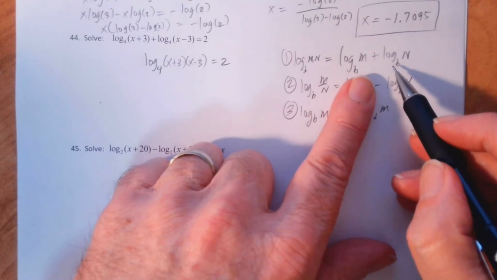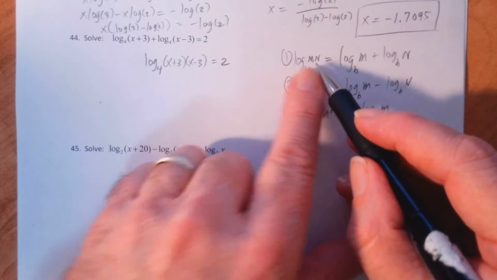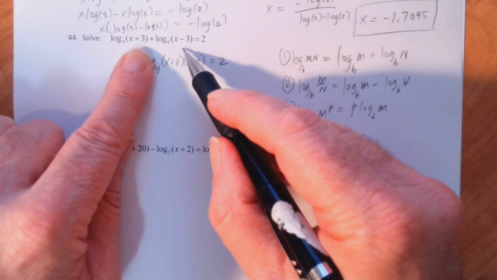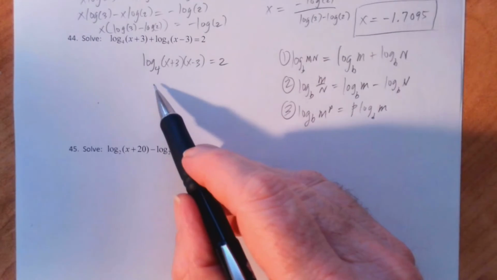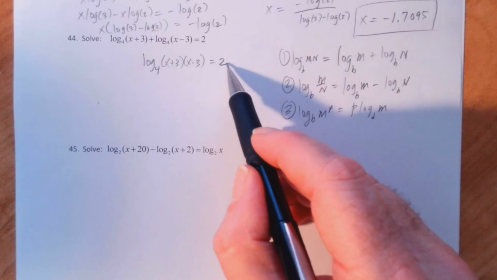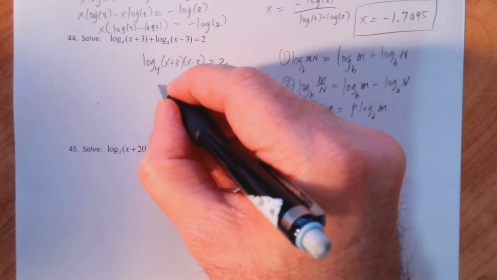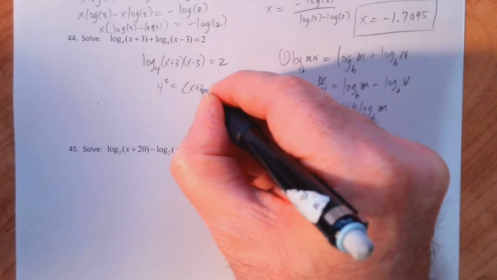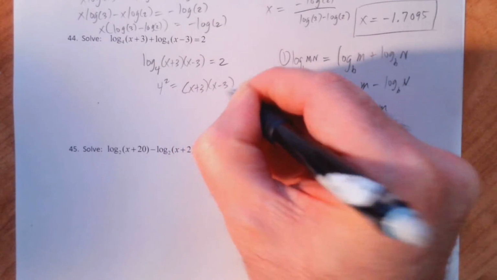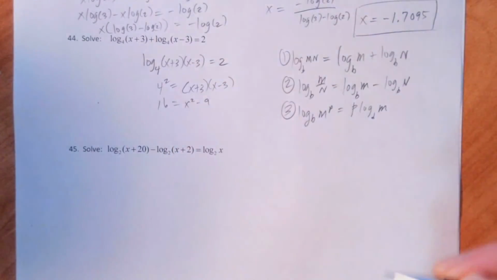So we're basically using this property, but instead of m and n that are multiplied, it's x plus 3 and x minus 3. Now this is the form with the 3 parts of a logarithmic equation. You have the base 4 to the second power is equal to the answer here. So 4 squared equals (x plus 3) times (x minus 3), or 16 equals x squared minus 9.